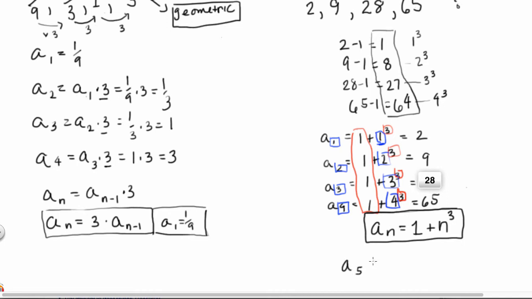Okay, so we were asked what is a to the 5th. Well, we weren't, but we just want to see what's the next one. A to the 5th, well, that's just 1 and 5 cubed. And 5 cubed is 125. So we got 126. Fantastic.